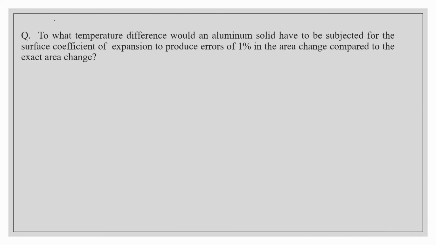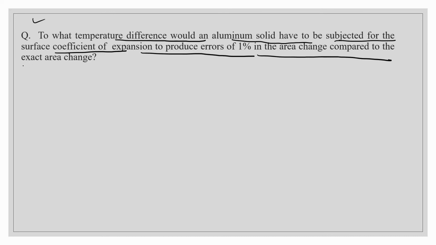To what temperature difference would an aluminium solid be subjected for the surface coefficient of expansion to produce an error of 1% in the area change compared to the exact area change? So how can we solve this? We know that the coefficient of thermal expansion I have shown you in the table. For solving this type of problem, you need to write down what will be the exact area change.